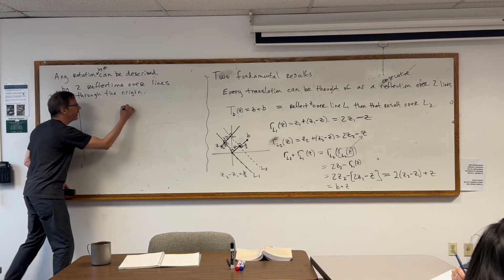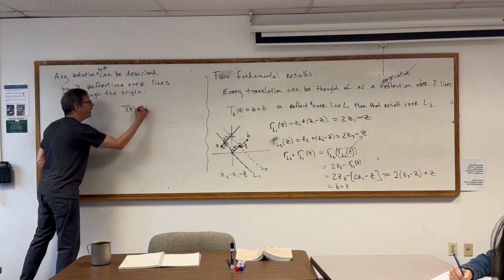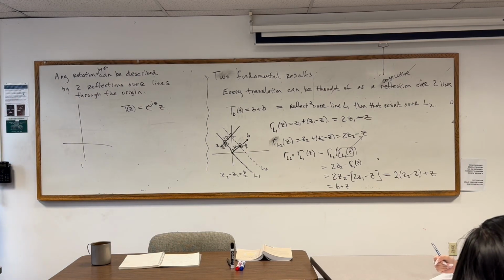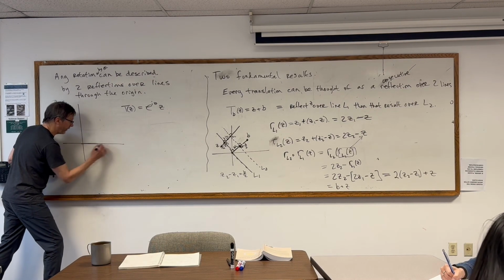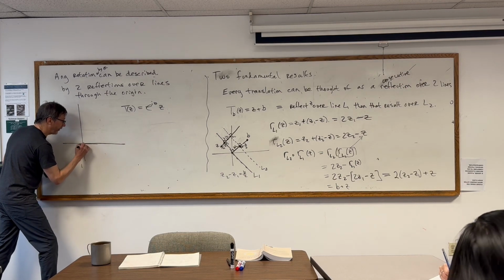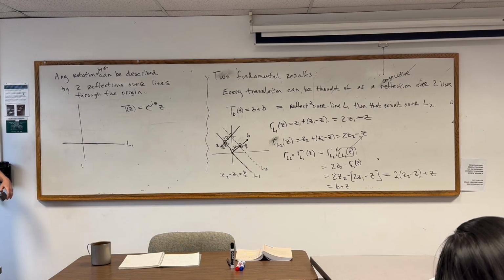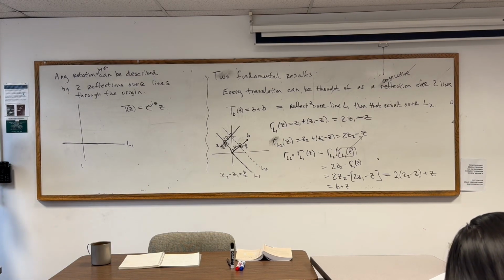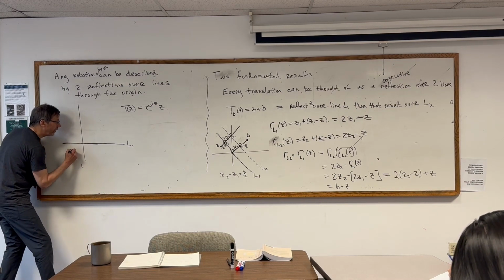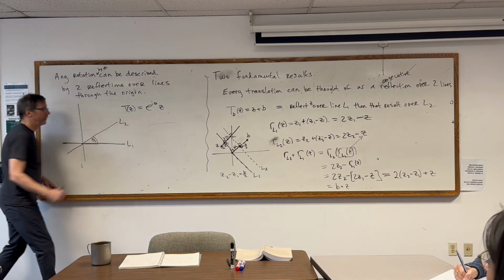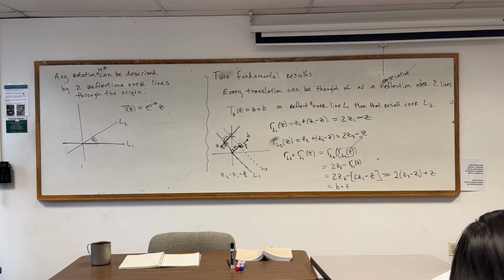All right, I've got this transformation T of Z, and I want it to just rotate by theta. So we're going to pick two lines. The first line is just the real axis, the horizontal axis. That's going to be L1. The second line is going to be a line through the origin that has angle theta over 2 here. And amazingly, this works. These are the two lines.